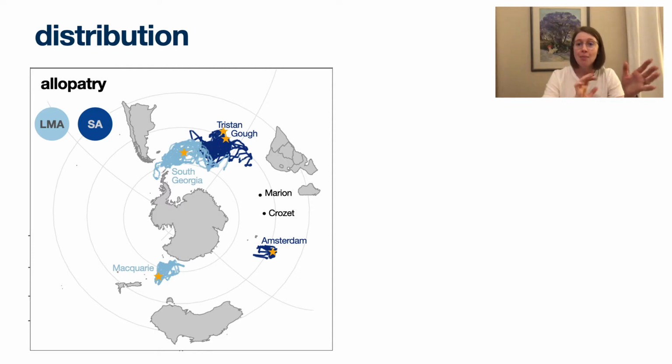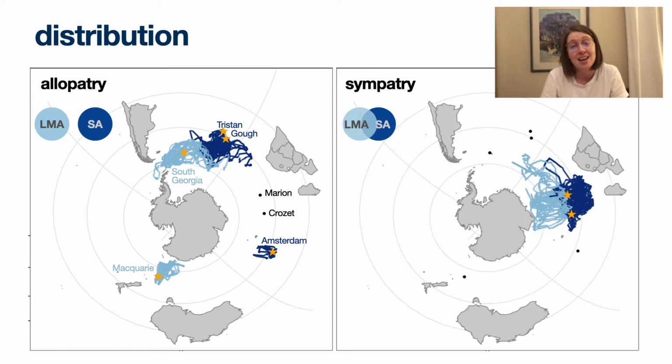So on this map, every island marked with a star has a single species of Phoebetria albatross breeding there. On the right-hand side of this slide, we can see the islands where both species breed in sympatry. So both Marion and Crozet have both light-mantled and sooty albatrosses breeding there.